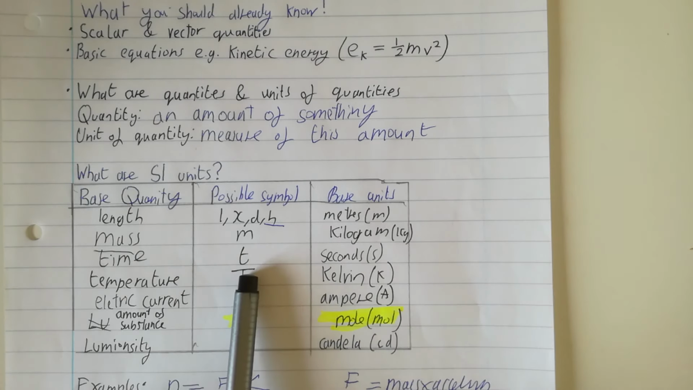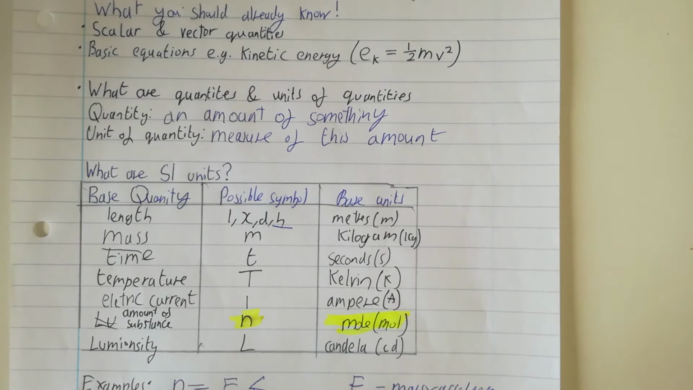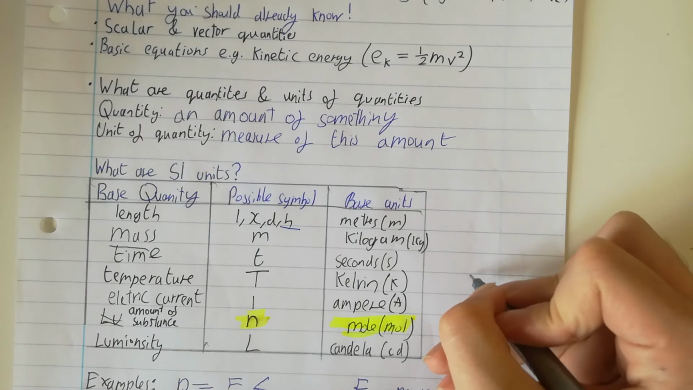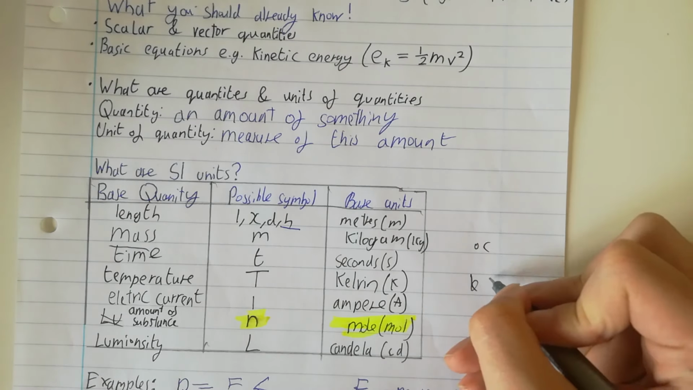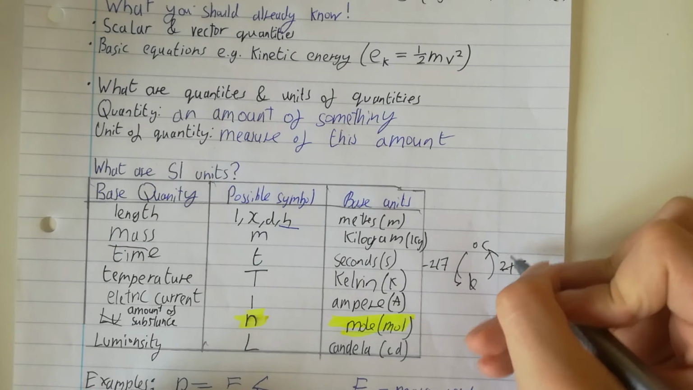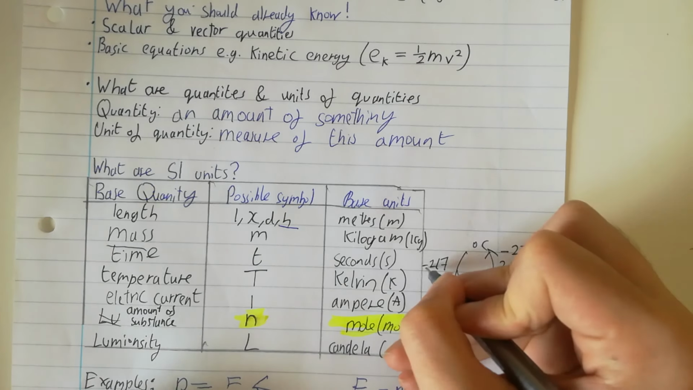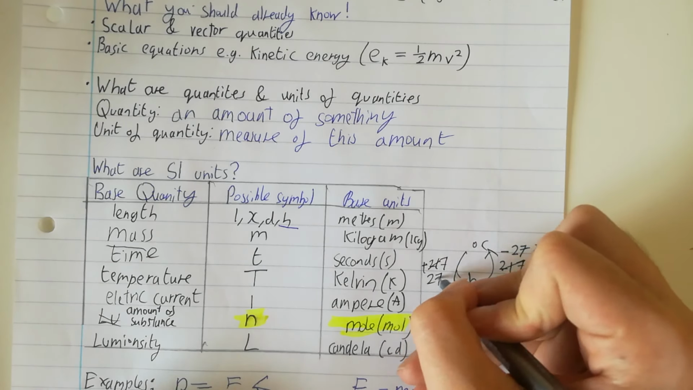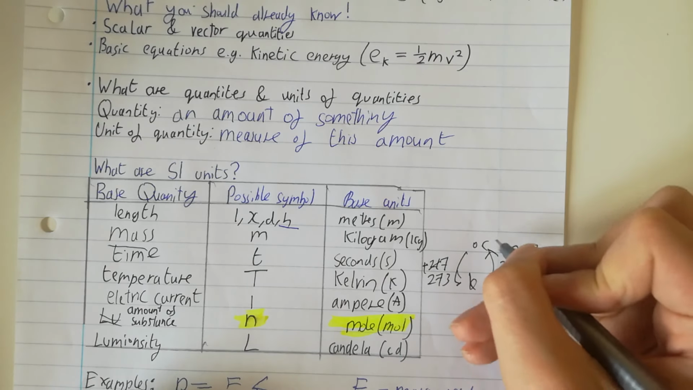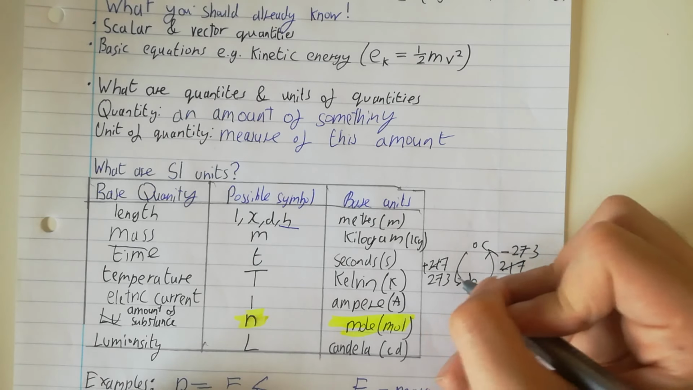And the temperature is interesting because you use kelvin, not degrees Celsius, and it is a simple conversion. From kelvin to degrees Celsius, minus 273, and from degrees Celsius to kelvin, plus 273.